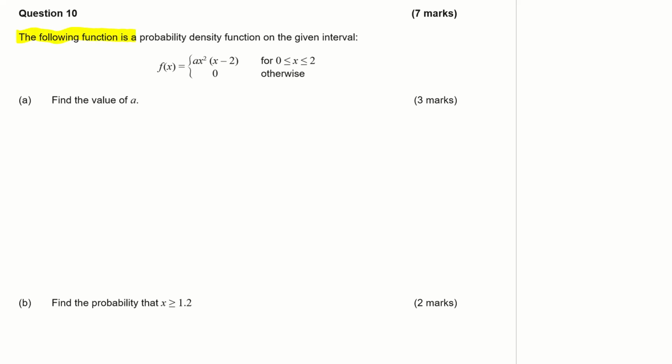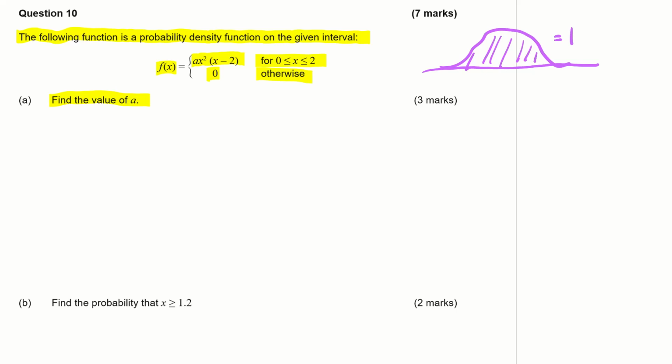The following function is a probability density function on the given interval. So we've got f of x is ax squared (x minus 2) for values of x between 0 and 2, and it's 0 otherwise. We want to find the value of a. Well, one of the things we know is that if we graph this, whatever it looks like, the area underneath there must be equal to 1.